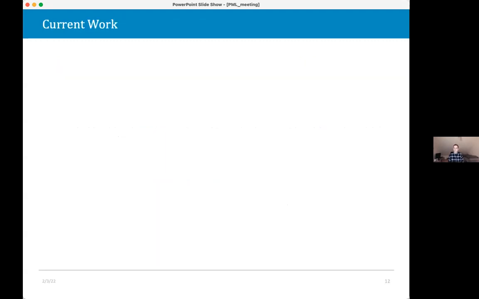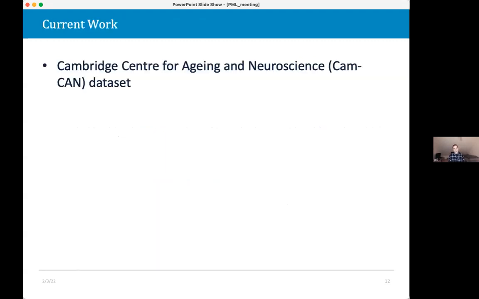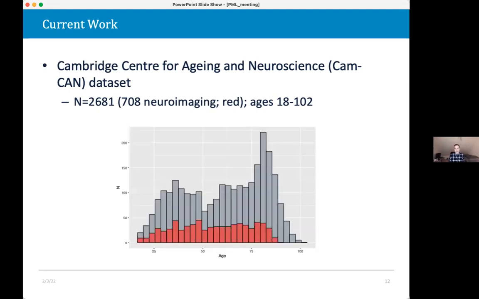Okay, so the current work. We're going to pull data from the Cambridge Center for Aging and Neuroscience, the CAM-CAN dataset, which is a large adult lifespan cohort out of the UK. In this dataset, there are about 2,700 individuals who completed behavioral sessions. And then a subset of those, about 700, completed a neuroimaging sample. It's going to be ages 18 through 102, so quite a wide age span.